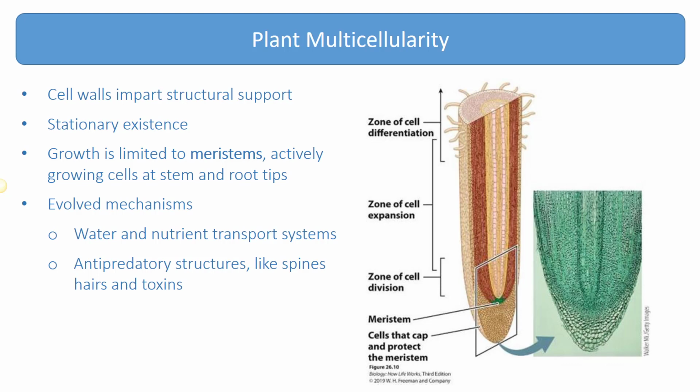Secondly, plants have had to evolve a variety of mechanisms with two main goals in mind, one being to transport water and nutrients without the use of energy from the soil to leaves. And since plants cannot flee predators, they've evolved mechanical structures such as hairs and spines and toxins to keep from being eaten.